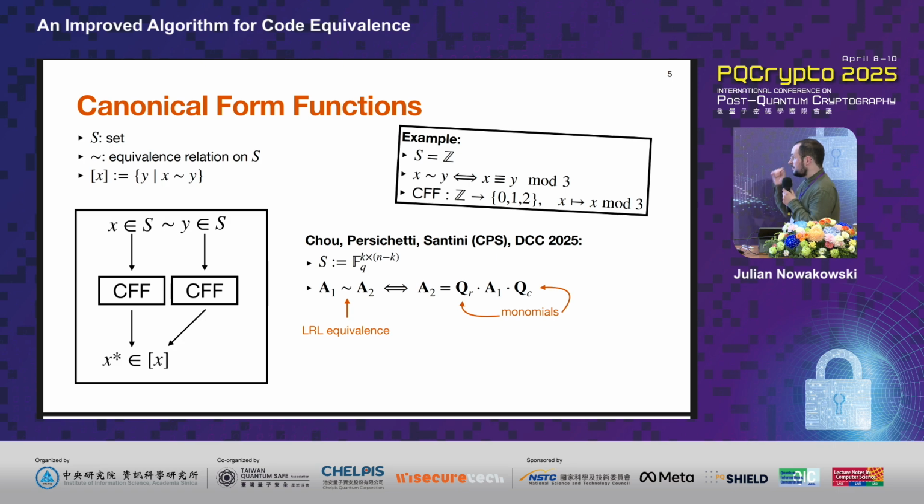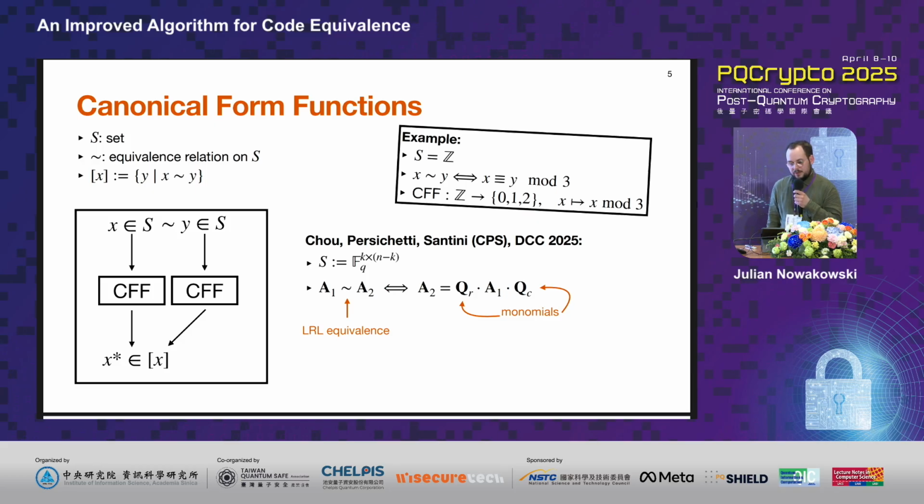And why is this equivalence relation called LRL equivalence? LRL is supposed to stand for left-right linear equivalence, and that's basically a special version of linear equivalence for codes that we defined at the beginning of the talk. Right? If you remember, in linear equivalence, the general setting was that we have a monomial that acts from the right and a general invertible matrix that acts from the left. What we're going to do here is remove this invertible matrix coming from the left and instead replace it also by a monomial. So we're going to have monomials from both sides, left and right, and that's why we call it left-right linear equivalence.